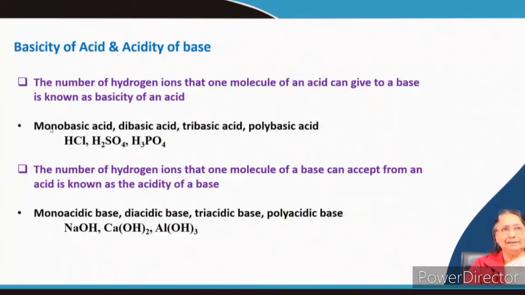So, other than the monobasic acid, everything like dibasic acid, tribasic acid can be called a polybasic acid. Similarly, the number of hydrogen ions that one molecule of a base can accept from an acid is known as the acidity of a base. For example, NaOH is a monoacidic base, then Ca(OH)2 is a diacidic base, and aluminum hydroxide is a triacidic base. So, here also NaOH we can call a monoacidic base, but the others we can call polyacidic bases.